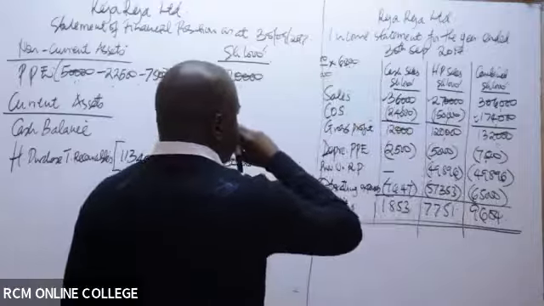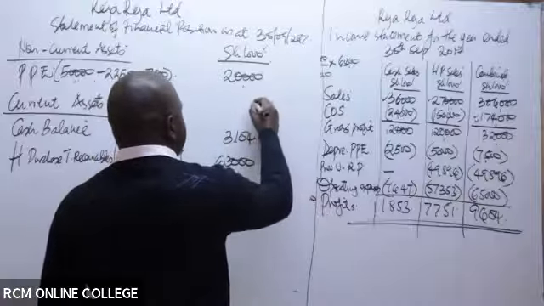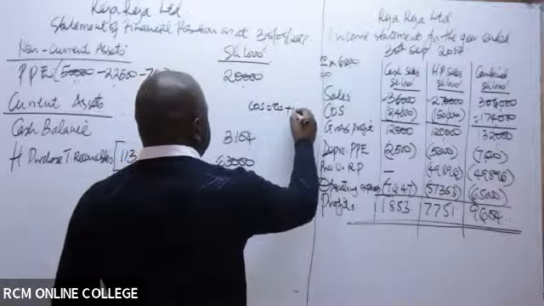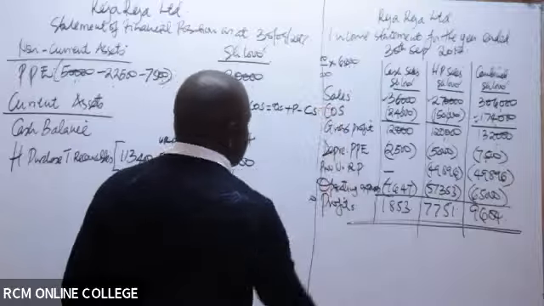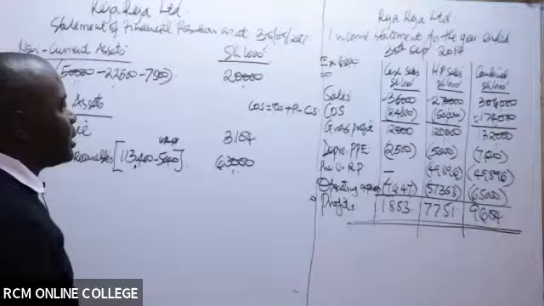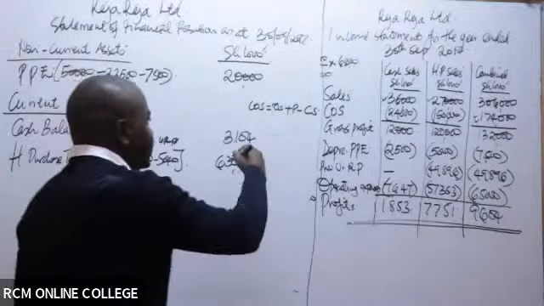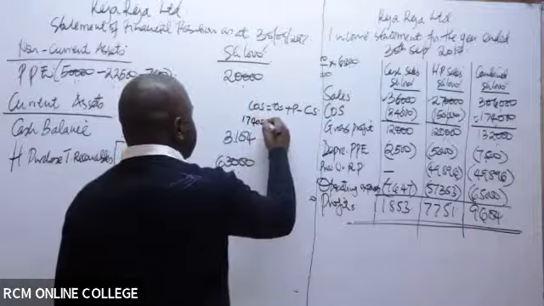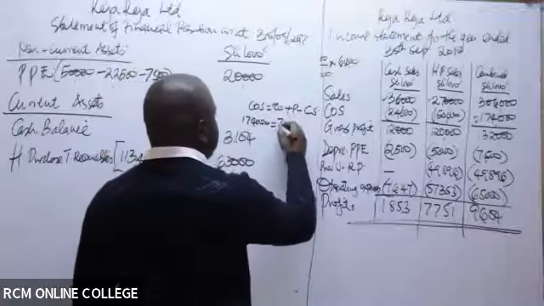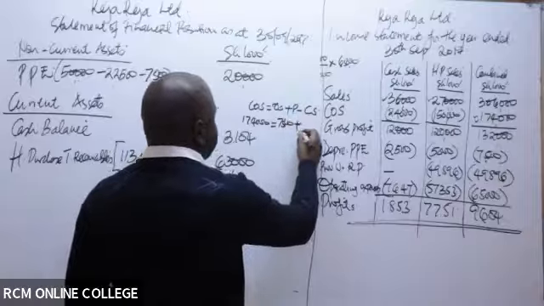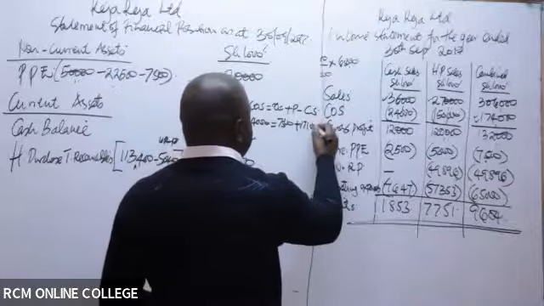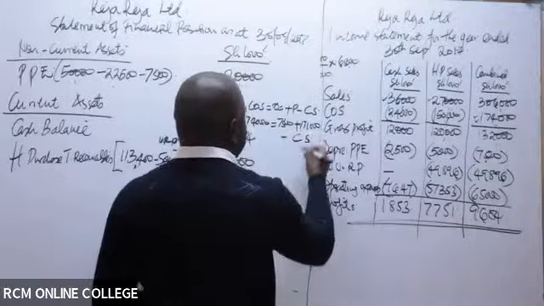So in this case, to be able to get the cost of sales, it is equal to opening stock plus purchases minus closing stock. That's how you normally do it. So of course, we have that 174,000 is equal to the opening inventory, which you've been given there, 7,500, plus the purchases, which you've also been given in the trial balance, 171,000, minus the closing stock.